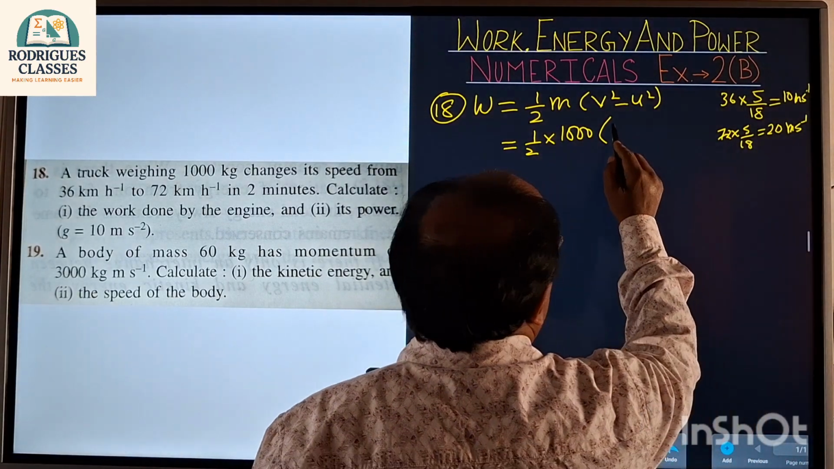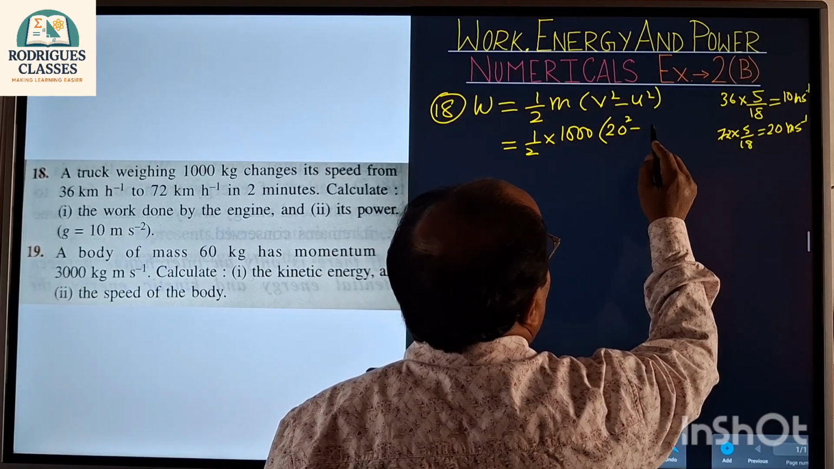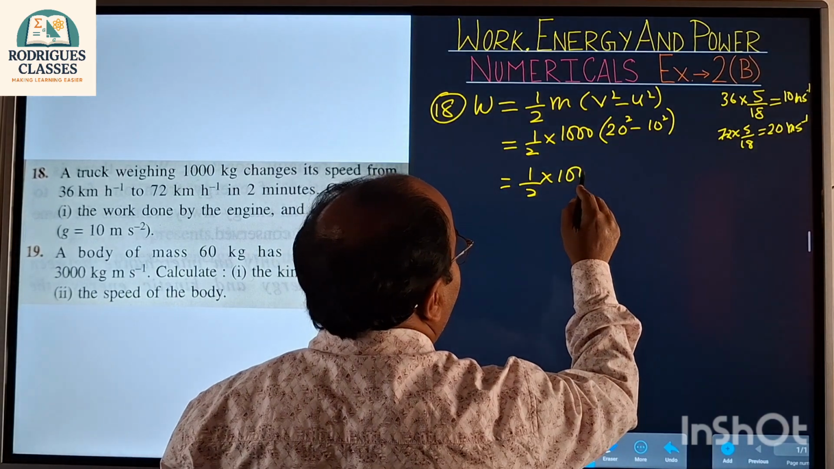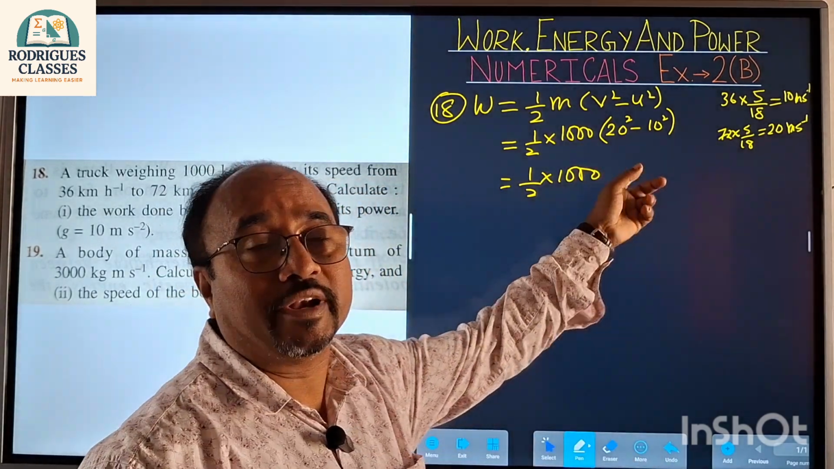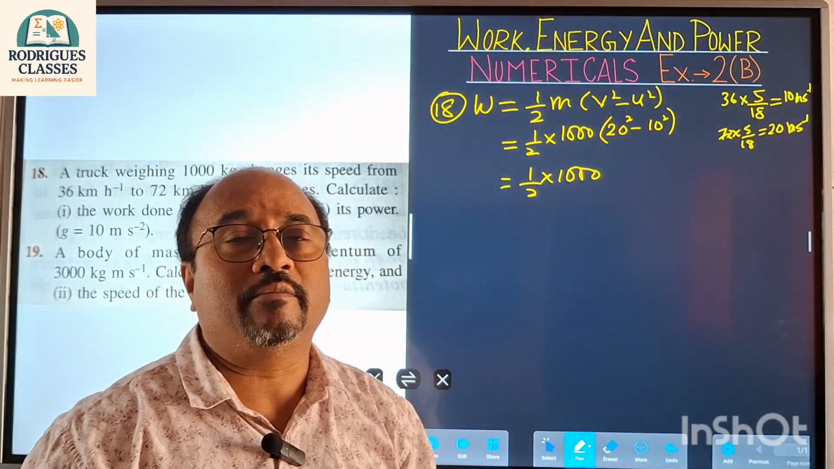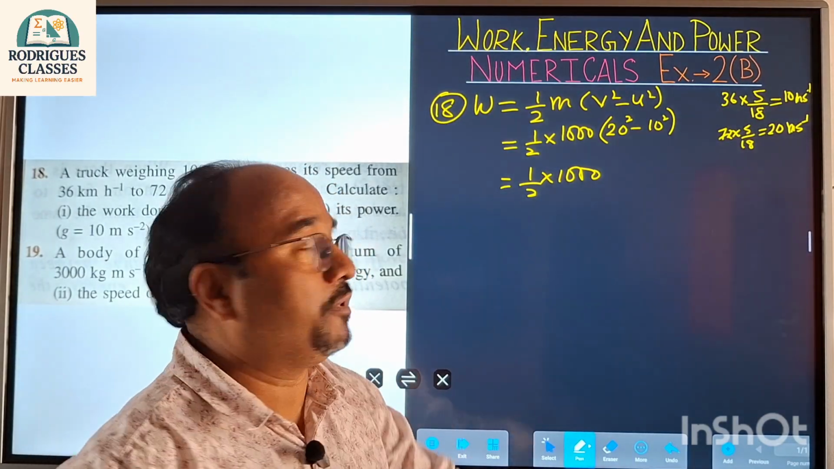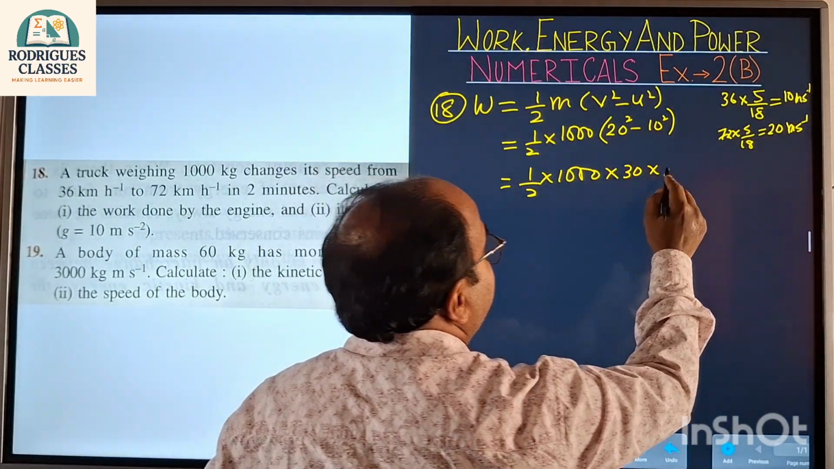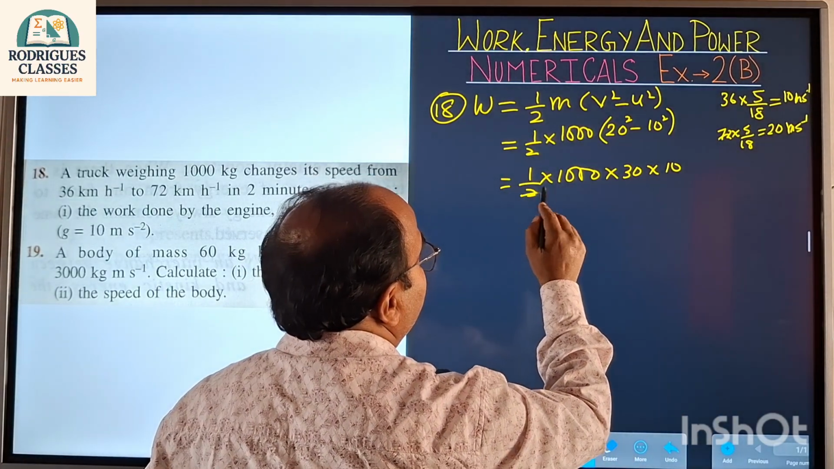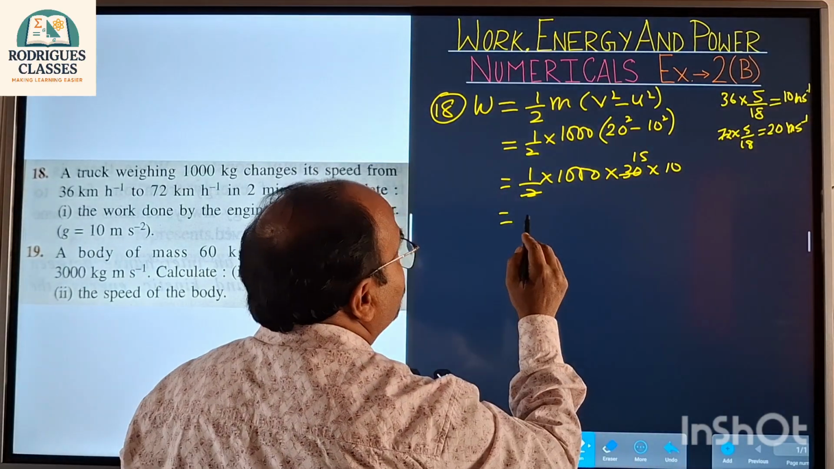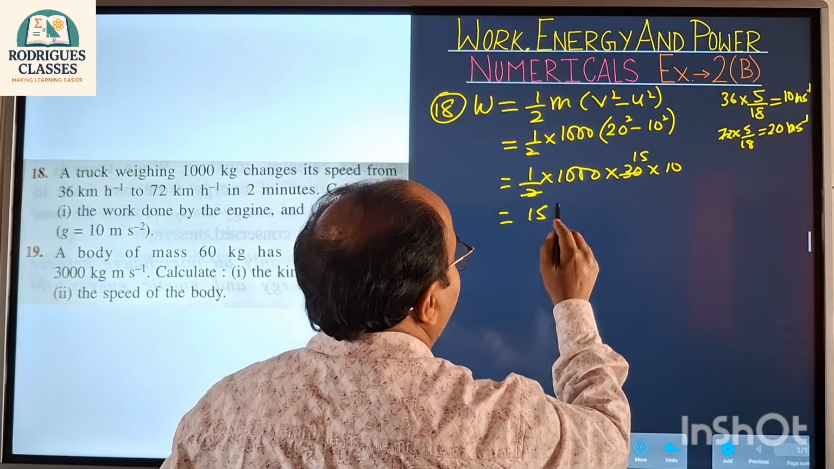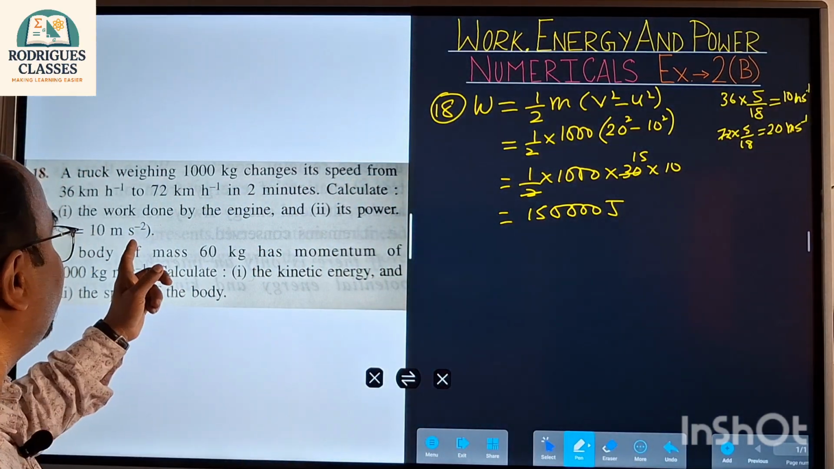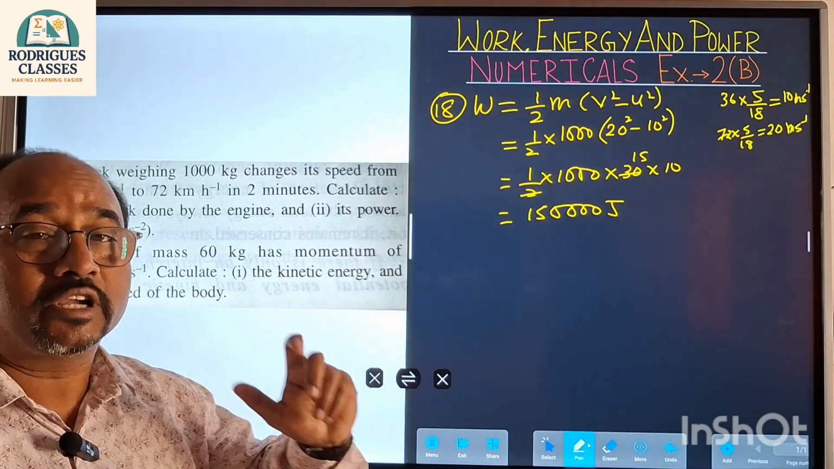So I will be putting the values here, 20 square and 10 square. So half into 1000, now we are getting 20 square minus 10 square, so I can apply a square minus b square formula, a plus b, a minus b. So 20 plus 10 will give me 30, and 20 minus 10 will give me 10. Now I can cancel this 2 with this 30, 15. So I get here 15 into 10, 4 zeros altogether. This much joule is my work done. So this we have got work done by applying the work energy theorem.